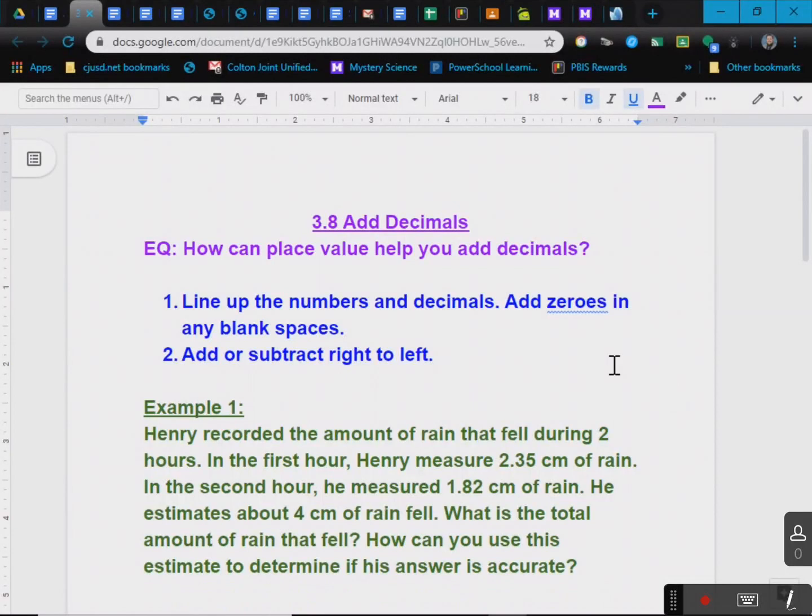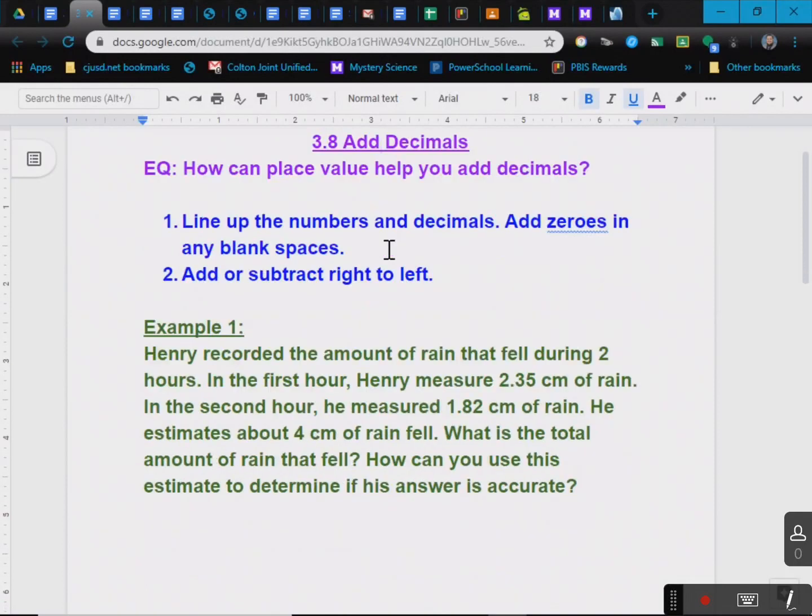Hello everyone, welcome to 3.8, which is adding decimals. The essential question is, how can place value help you add decimals?